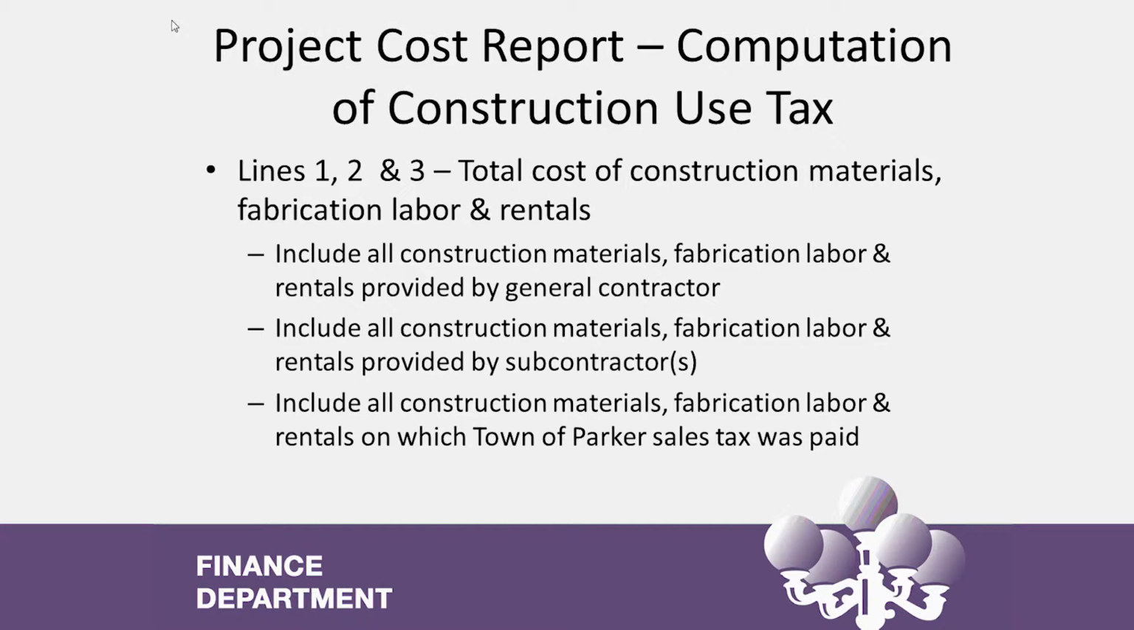Line 1 includes all construction materials purchased by the contractor, the subcontractor, and on which Town of Parker sales tax was paid to a vendor. Line 2 is the total cost of fabrication labor purchased by the contractor, all subcontractors, and on which any Town of Parker sales tax was paid to a vendor. And line 3 is the total cost of rentals used on the project.